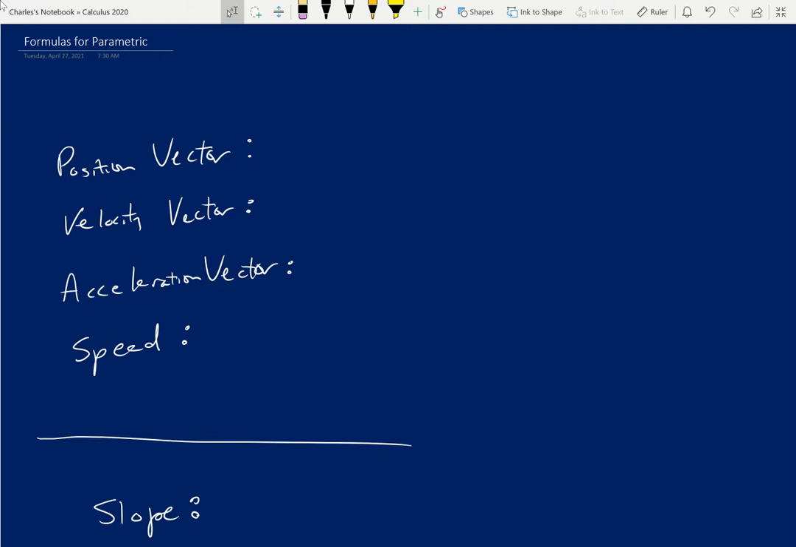If you haven't had physics, you have to review vectors a little bit, but I find that 99% of your students have some familiarity with vectors. So I'm just going to assume that you understand a little bit about them. The position vector S of t is given by x as a function of t, y as a function of t.